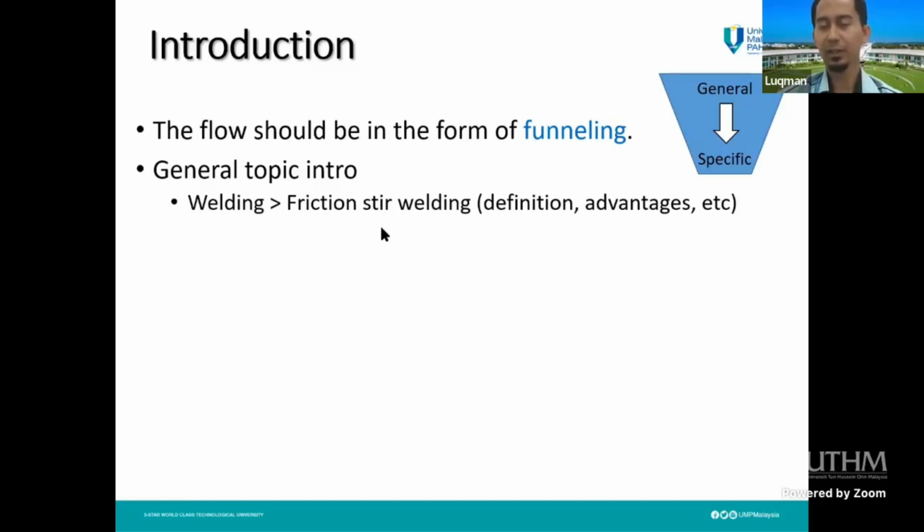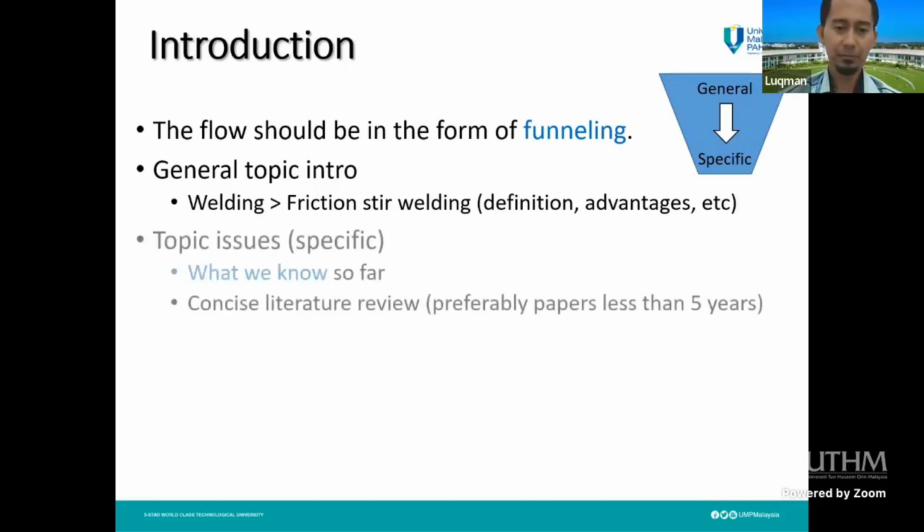What's the definition? So usually three things: definition, advantage, application. Disadvantages, you put in the problem statement. Okay, so once you go general, you zoom into your topic. So what we know so far, try to be specific. What we know so far in terms of literature: these people have done this, those people have done that, what the reports say. It's a kind of concise literature review.